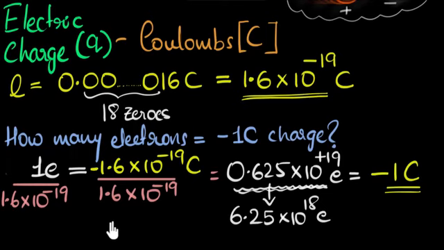So to summarize, what we learned in this video is the unit for electric charge is coulombs. We saw what the charge on the electrons and the protons are. And we also saw how big a coulomb is. It's equivalent to so many electrons or so many protons, because the protons and electrons have the same value of charge, but one is positive, the other one is negative.